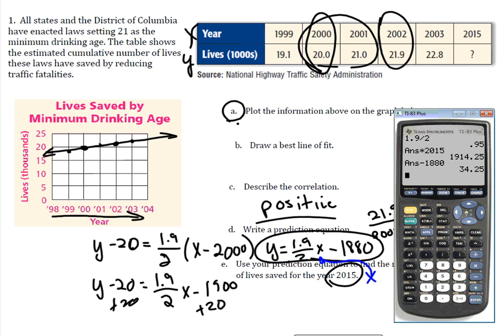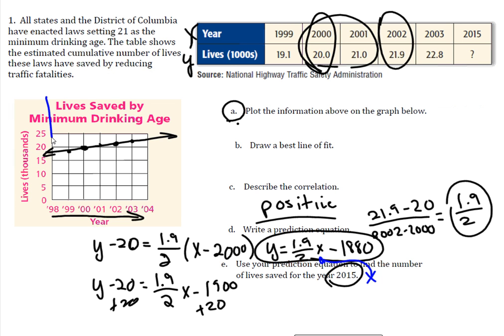So 34.25. But remember, 34.25 is this value here in thousands. So 34.25 will be somewhere over here along this line. If I keep this line going, it'll probably hit there. So that is my best guess.